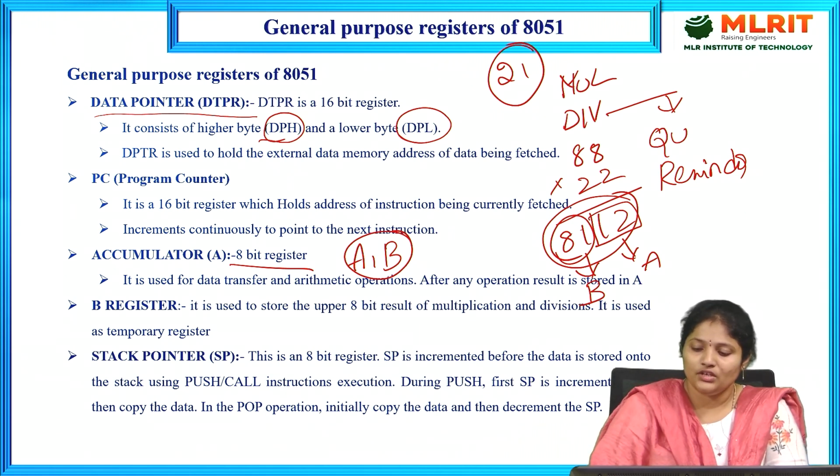While in the division operations, these two registers, A and B registers, will hold the actual data. So A and B registers will hold the outputs, quotient and remainder.